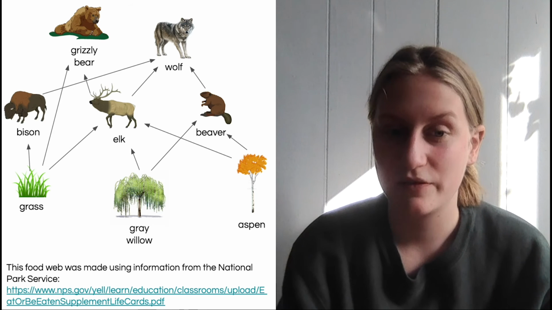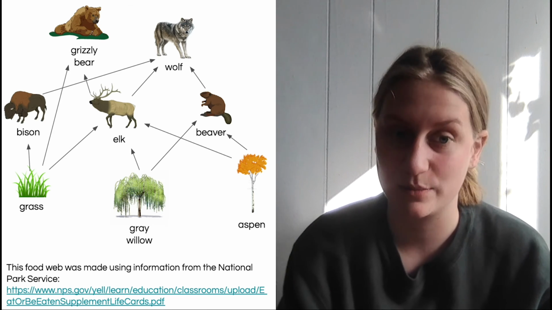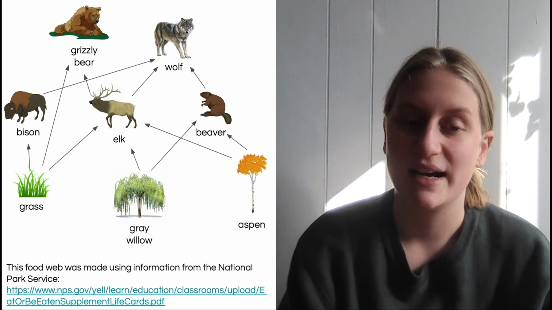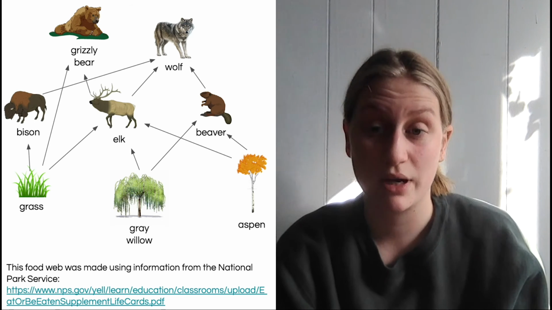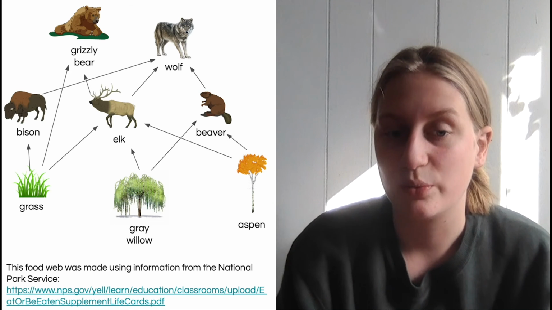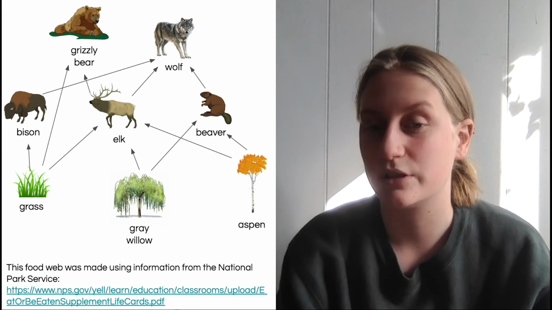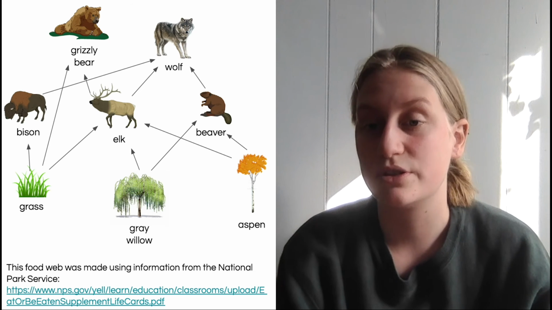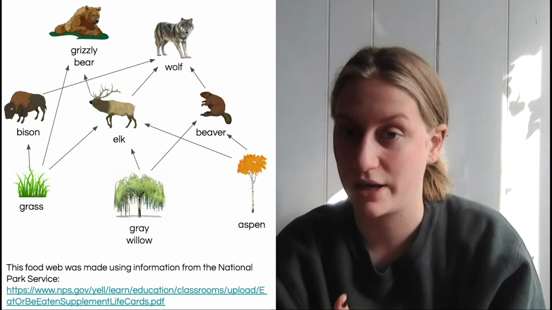If we look at the bottom of the web, we start off with our producers, including grass, gray willows, and aspen. From my nifty little National Park Service handout, I learned that grass is consumed by bison and elk, so I drew arrows from the grass to the bison and from the grass to the elk. I did something similar with the willows, which are consumed by elk and beavers, and the aspen, which are consumed by elk and beavers as well. Bison, elk, and beavers are all consumed by wolves, so I have arrows pointing from each of these creatures up towards their predator, the wolf.